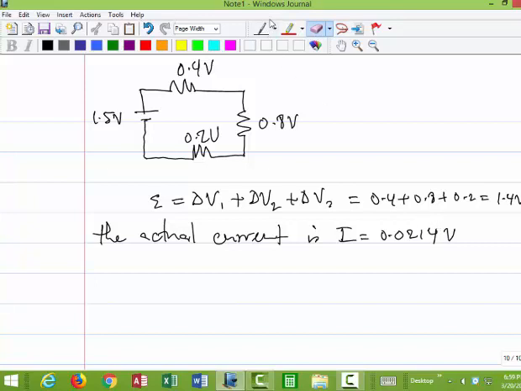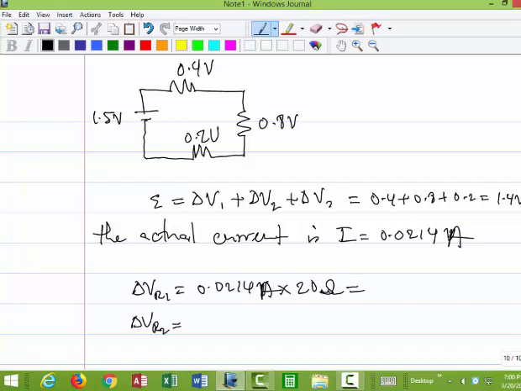It ends up being like 1.498. It should be very close to that. So if we don't round it up, it should be exact. So then we shall say that delta V R1 is 0.0214 amps, not volts, amps, times 20 ohms. Then we have delta V R2, 0.0214 amps times 40 ohms. Delta V R3 equals 0.0214 amps times 10 ohms.